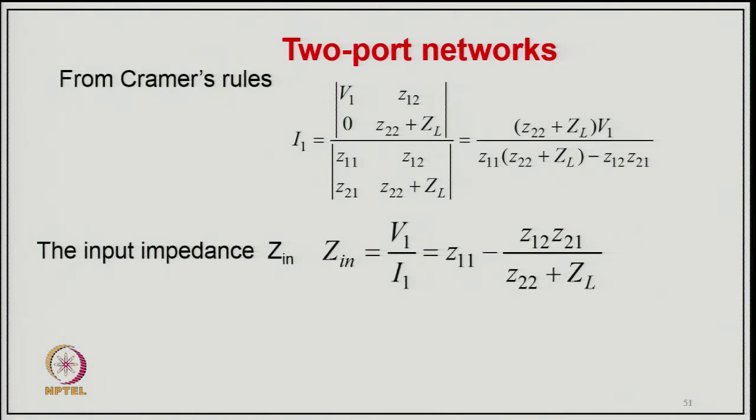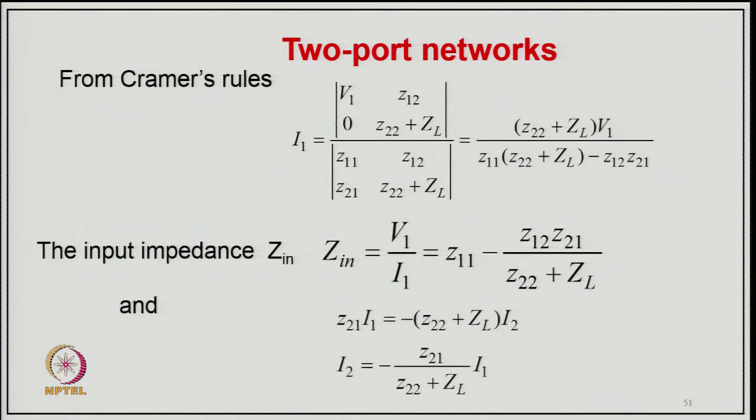So, this will go on the other side, this will come down. Its expression will be modified to Z11 minus Z12 Z21 divided by Z22 plus ZL. That will be the input impedance for this network when you are connecting the load ZL across the output, which is defined here.